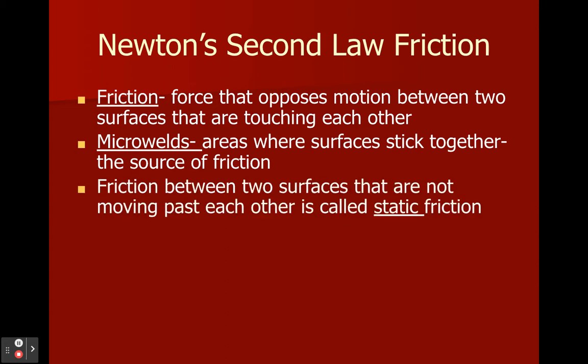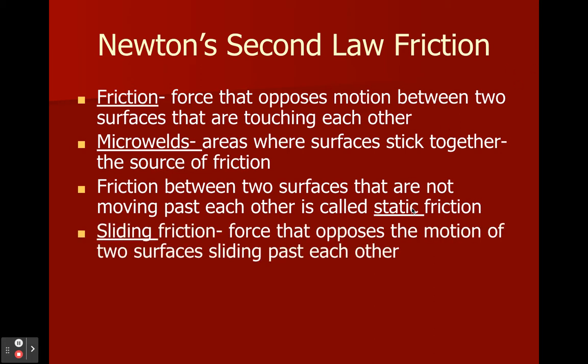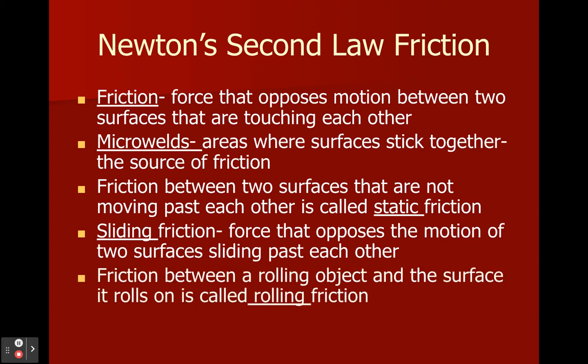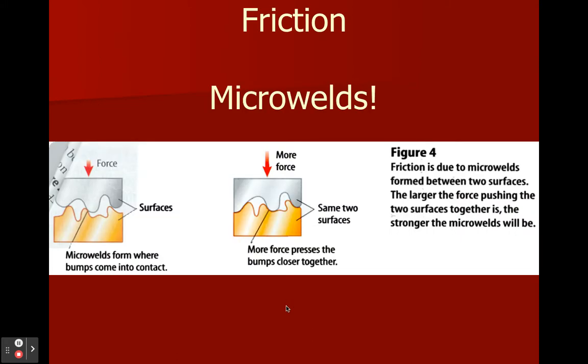Friction between two surfaces that are not moving past each other, but are just sitting there, like your hands on a table, or if you put your two hands together, that's called static friction. The next one's called sliding, which is when two things are sliding past each other. And then friction between something that is rolling across the other one is called rolling friction. So the three types that we need to know are static, sliding, and rolling friction.